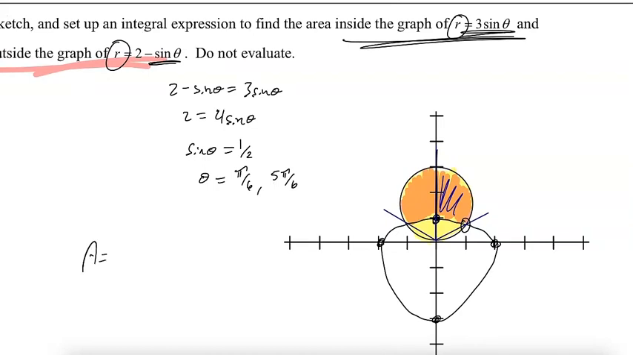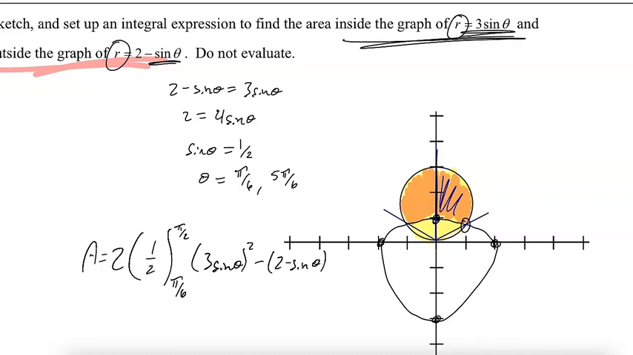So my area, I'm going to double the 1/2 of the integral from pi over 6 to pi over 2 of the big radius, which would be the 3 sine theta squared, minus the little radius, 2 minus sine theta squared d theta. Right? So this is still top minus bottom, right? Outer function minus the inner function will give me the area between the two.